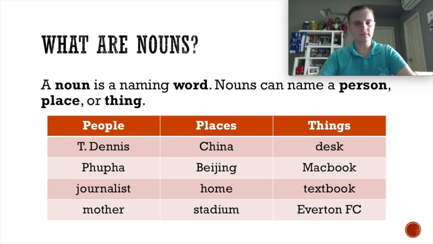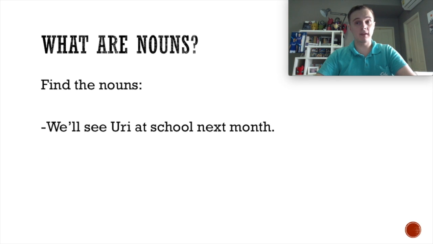Okay. I'm going to read some sentences to you, and I want you to find the nouns. So, we'll see Yuri at school next month. What are the nouns in this sentence? What's the first noun? Okay, the first noun is Yuri. Did anyone choose we or wheel as the noun?